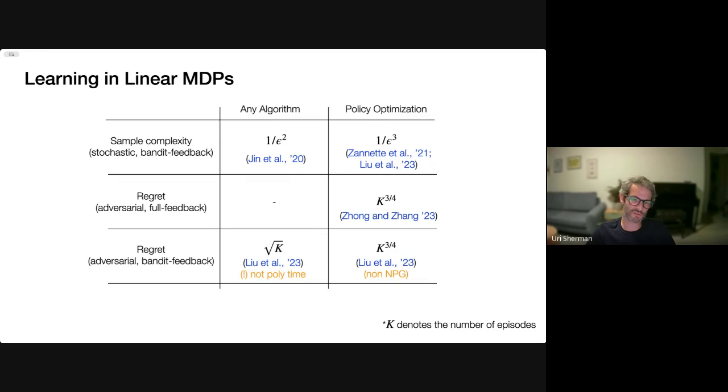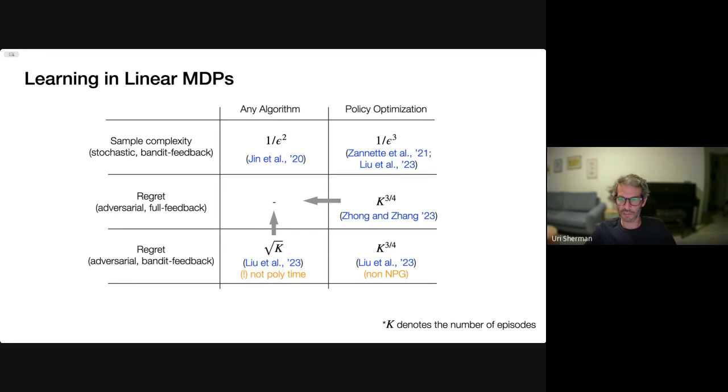This is not the setup we're going to talk about today, but just to complete the picture, if we're looking into online guarantees with adversarial losses and bandit feedback, then we have the work of Liu et al., also recent work. It's not the same Liu of the sample complexity setup. They actually give a rate optimal algorithm that is not policy optimization based, but it is also not a polytime algorithm. It is not computationally efficient. And they give an algorithm that is policy optimization, but not based on exponential weights, that also achieves the same regret of Zhong and Zhang of K to the power of 3 over 4.